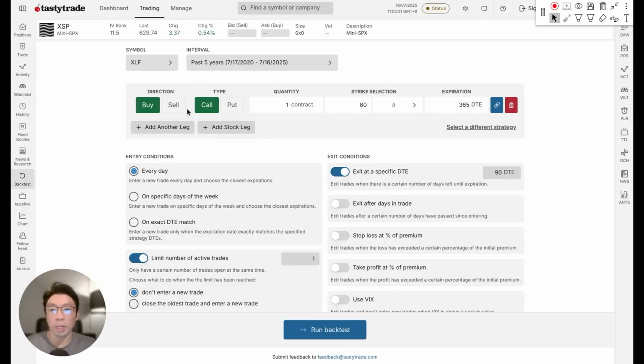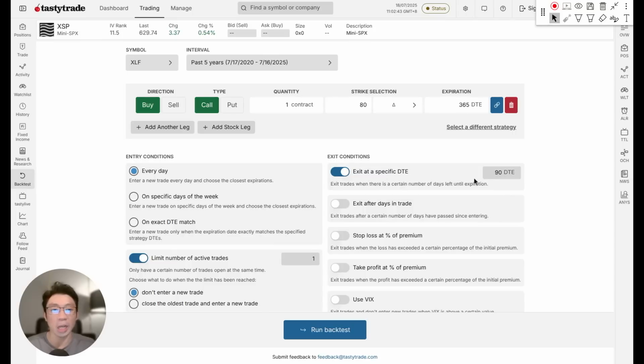So over here, I've already populated some of the fields. You can see I put XLF and we're just going to test over the past 5 years. And the delta that we're going to choose, like I mentioned, is usually 70 to 90 delta. So for this example, I'm going to put 80 delta. And the expiration date is anything from 365 days and above. So for this, I'm just going to put 365 days.